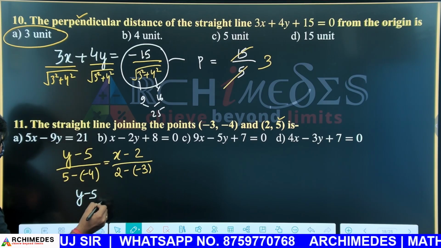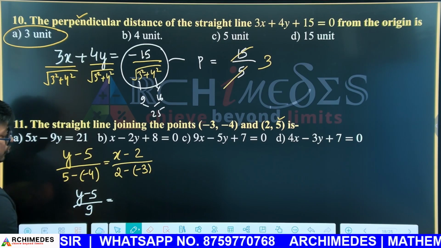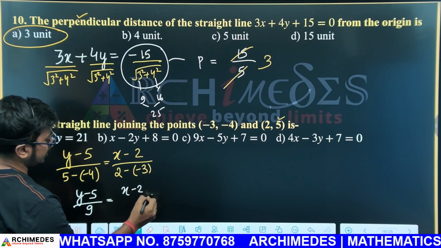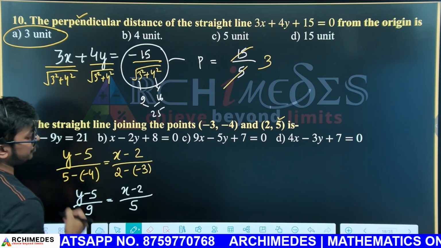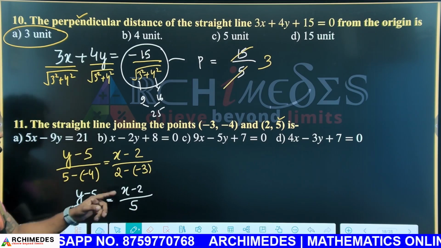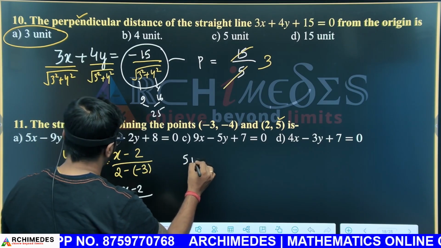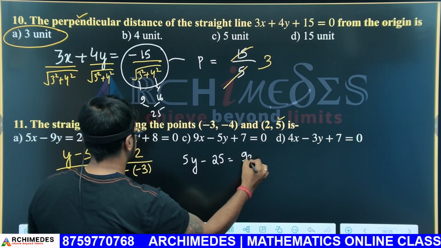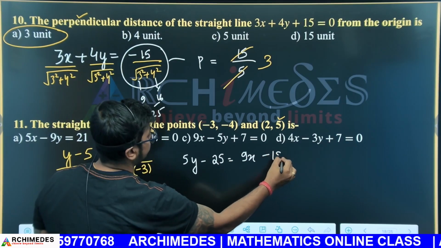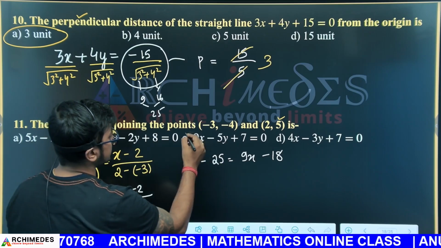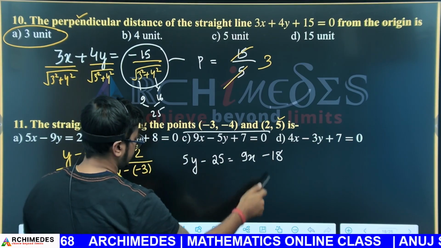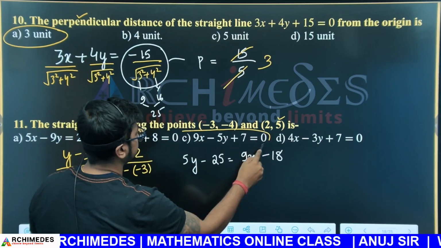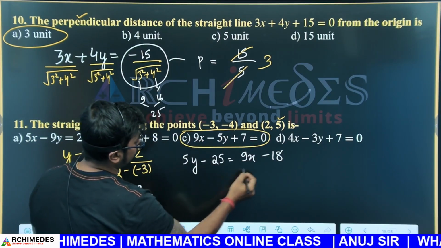So y minus 5 by 9. Am I clear? Why 9? Minus minus becomes plus. So 5 plus 4 is 9. Similarly, here it is 5 because minus minus becomes plus, so 2 plus 3 is 5. So when I cross multiply it, you are getting 5y minus 25 is equal to 9x minus 18. So if you are smart, you can easily give this answer. Why? Because this is the only option where the x coefficient is 9, I think. Check it.